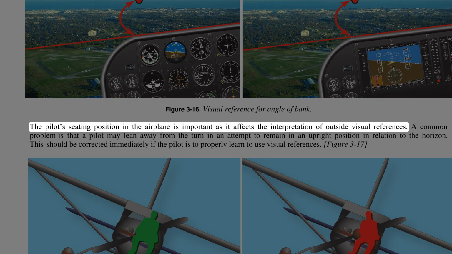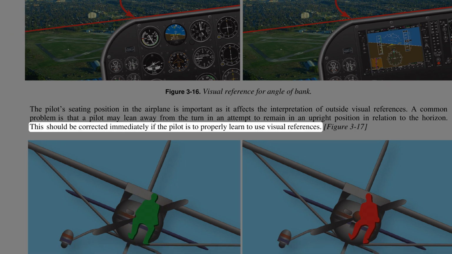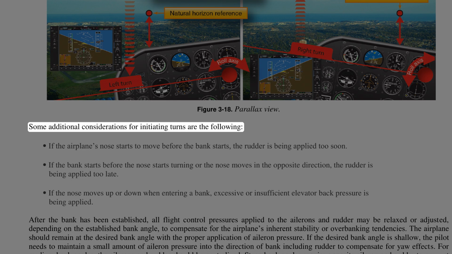The pilot's seating position in the airplane is important as it affects the interpretation of outside visual references. A common problem is that a pilot may lean away from the turn in an attempt to remain in an upright position in relation to the horizon. This should be corrected immediately if the pilot is to properly learn to use visual references. Some additional considerations for initiating turns are the following.